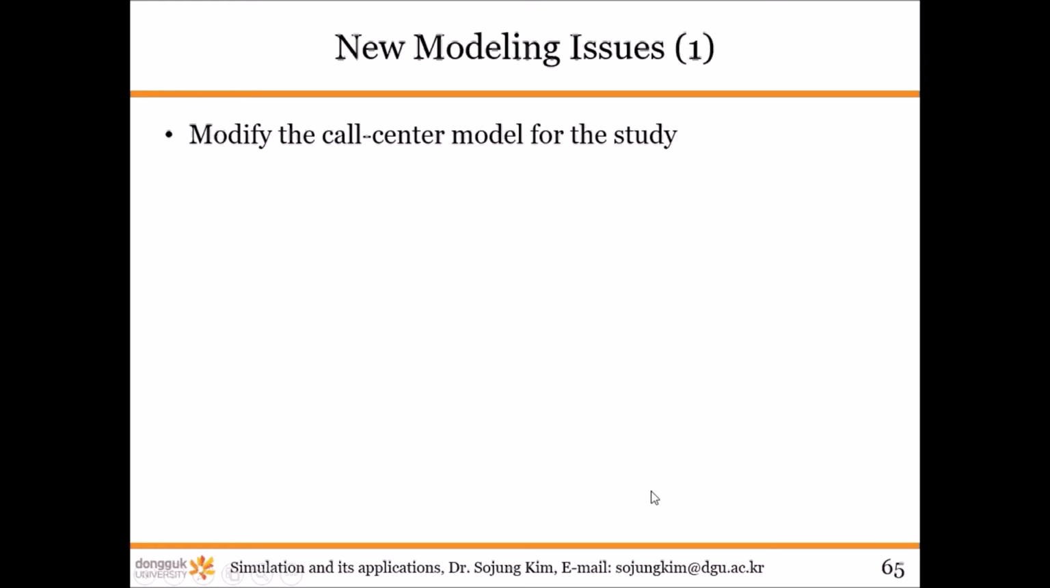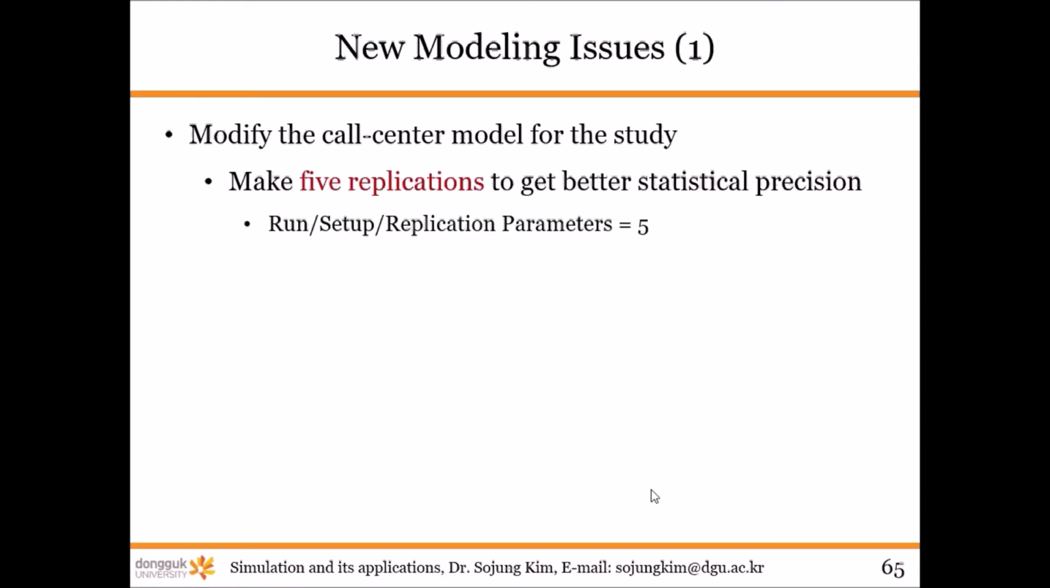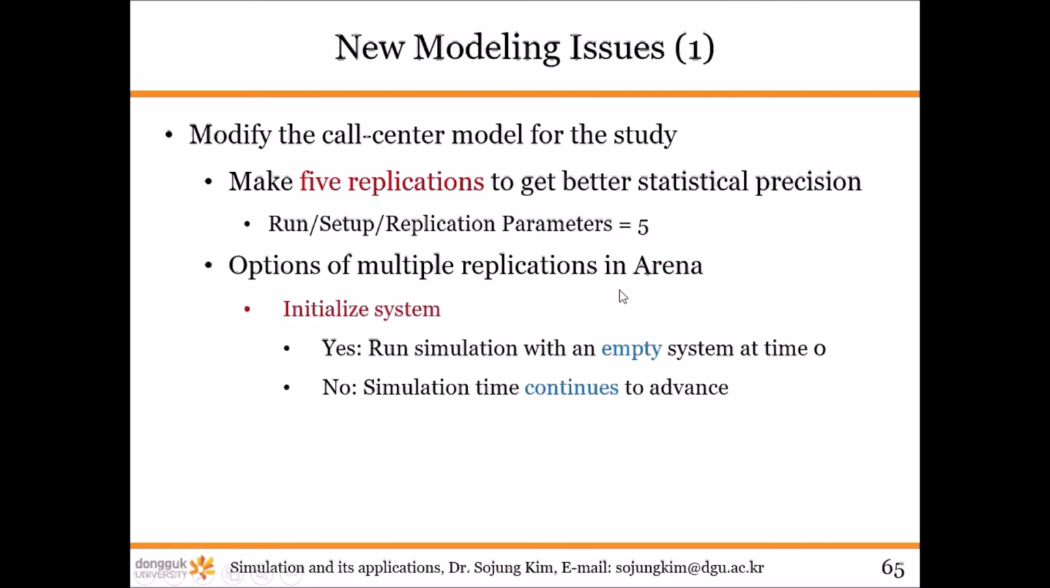Okay, so you need to modify the call center model for the study, right? Make 5 replications to get better statistical precision. So let's change the number of replications in Run Setup. It should be 5 instead of 1. And then the options for multiple replications in Arena, you can choose this option.